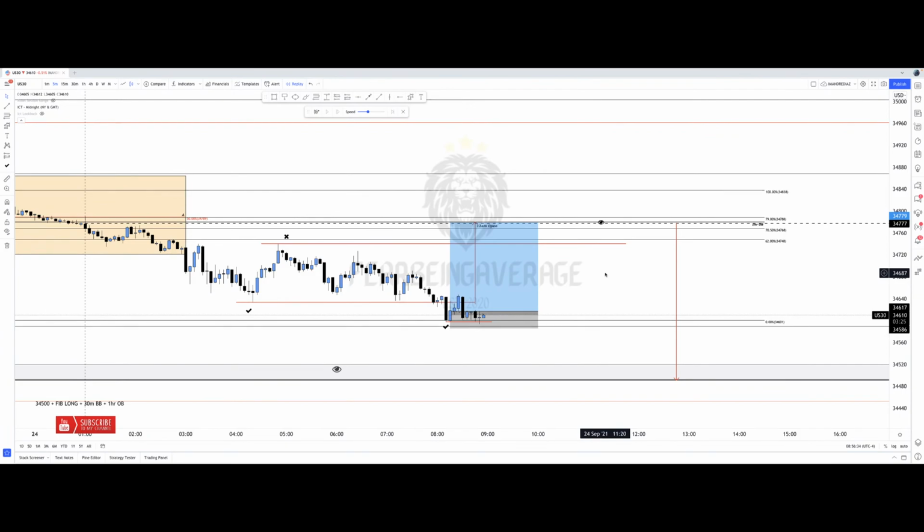US30 is still ranging. This is the second day that I've been caught in the consolidation, getting into trades. This sucks, but it's part of the game. It's what we signed up for.